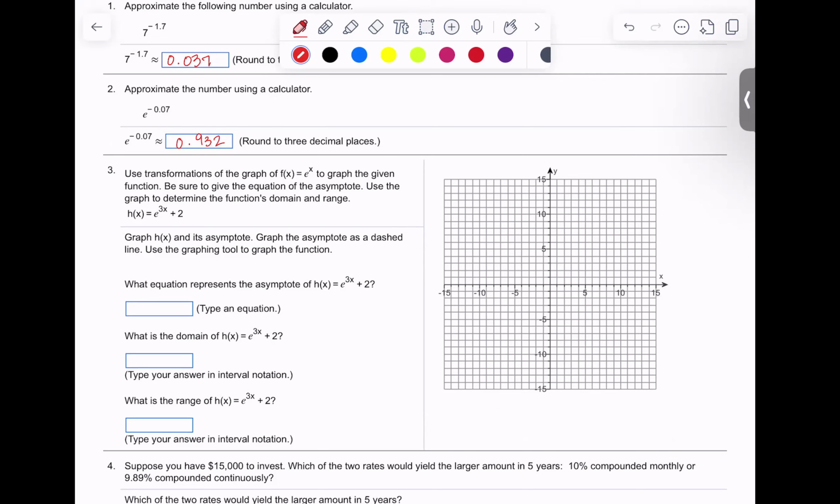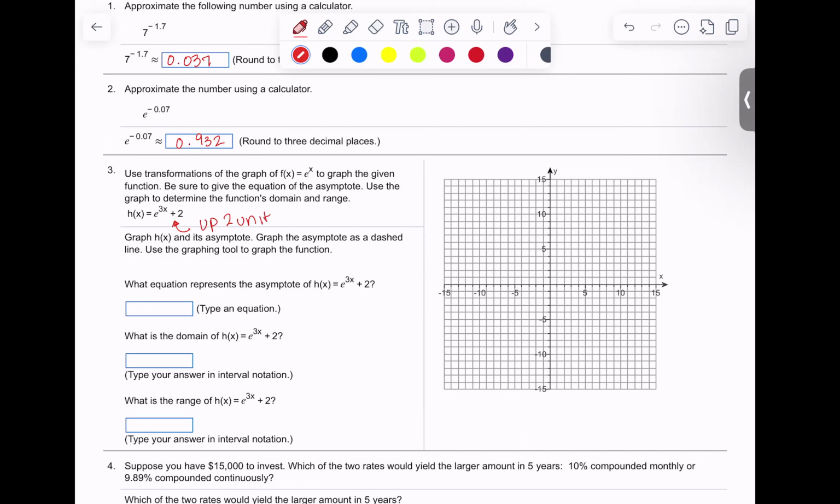Again, use transformations of the graph f of x equals e to the x to graph the given function. Be sure to give the equation of the asymptote. Use the graph to determine the function's domain and range. So we're going to graph h of x equals e to the 3x plus 2. So what transformations are occurring here? First of all, this plus 2 here, adding 2 to the function e to the x, is going to move that up 2 units. So we're going to go up 2 units.